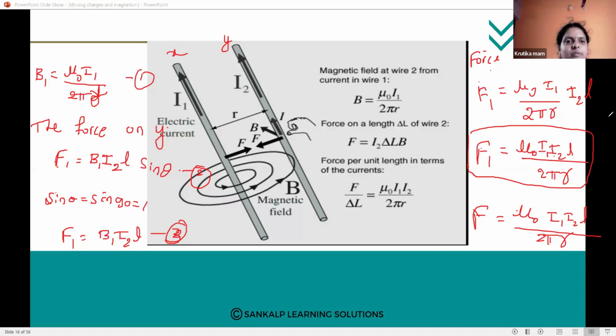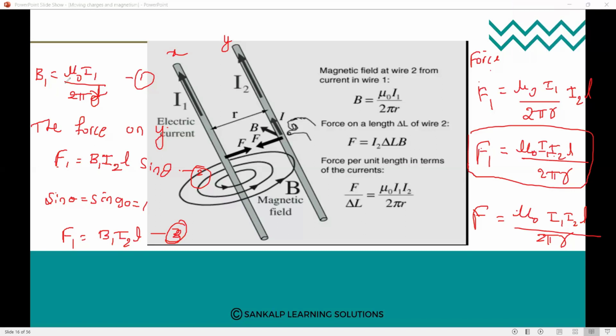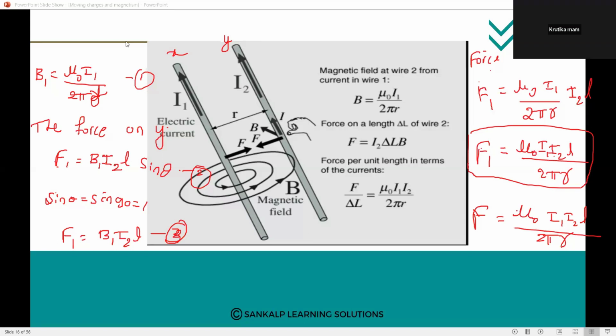Copy down the equation. If any doubt is there in any of the steps, you can ask. So I'll repeat. First, the expression we have taken is the magnetic field due to the current I1. So the magnetic field due to the current I1 is B1 is equal to mu naught I1 upon 2 pi R. Next, we are writing the force on the conductor Y, F1 is equal to B1 I2 L sin theta.